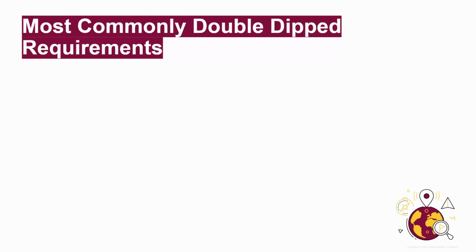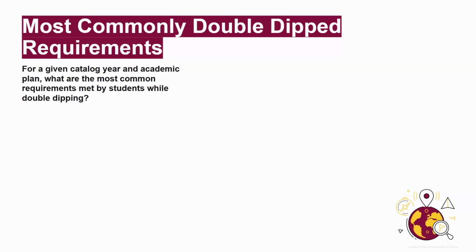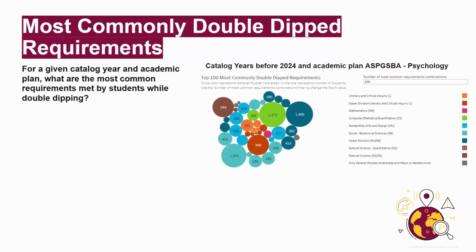So the first section that explores the common requirements helps to answer the question for a given catalog year and academic plan, what are the most common requirements met by students while double dipping? The chart we see here, as well as some example charts that I'll be showing later, is filtered to the students in catalog years before 2024 and in psychology major. This chart shows the top 100 most commonly double dipped requirements.